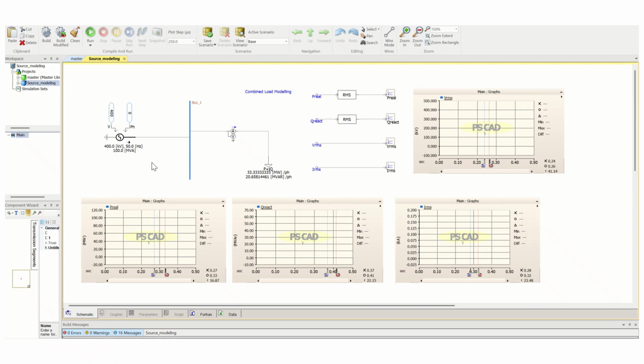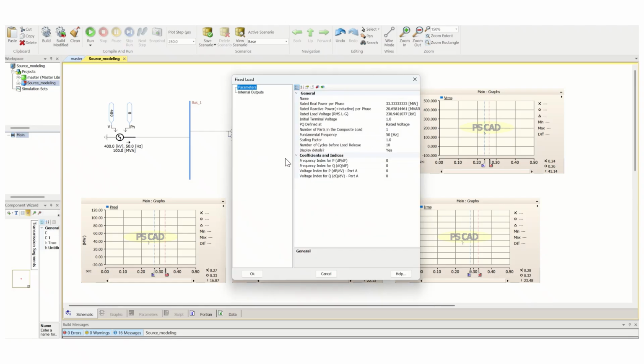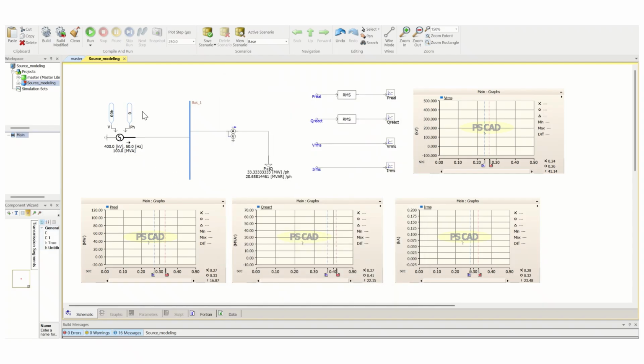Previously we have seen how to model constant power load, constant current load, constant impedance load, and also the combined load. Accordingly, we have to consider this dp by dv value, dq by dv value, right? And also the source modeling, how we have done. We have validated the constant power, constant impedance, and constant current.